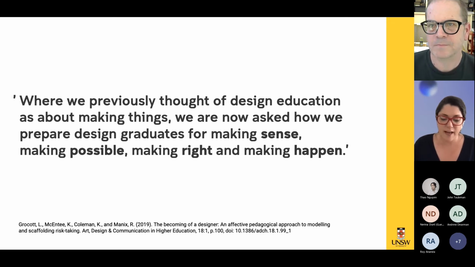Grocott, McKenty, Coleman, and Mannix outline a pedagogical approach to modelling and scaffolding risk-taking in design students, proposing that the focus of design has shifted from making things to making sense, making possible, making right, and making happen. This extends the often overused trope of designers as also system and service thinkers to designers needing to be a certain way in the world to effectively change and imagine new futures. While Grocott et al. addressed this through risk-taking, we aim to address this through relationality.